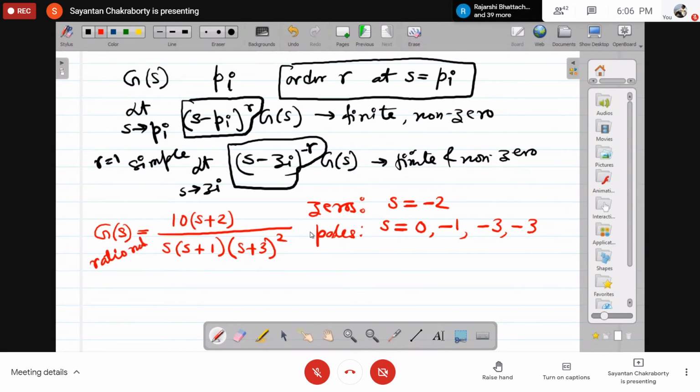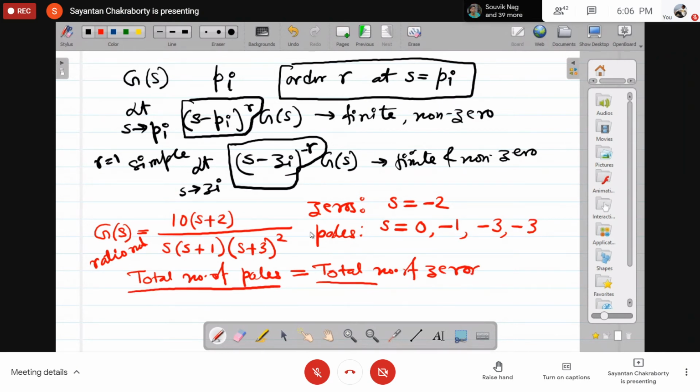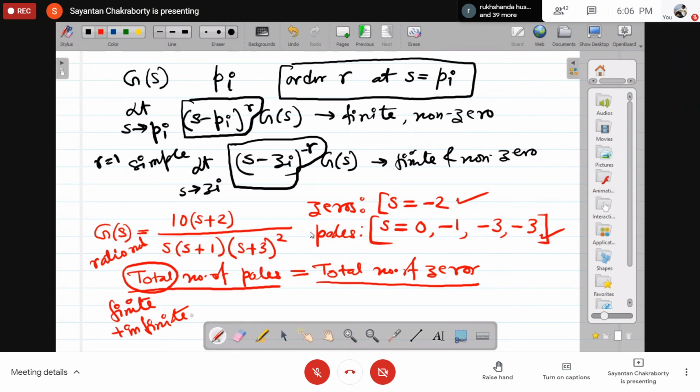But the concept is that G(s) is nothing but a rational function of s, which is expressed as a ratio of two polynomials, namely the zero polynomial and the pole polynomial. Therefore, the total number of poles should be equal to the total number of zeros. Now, this may look a bit confusing because clearly you can see there is only 1 zero and 3 poles. Whenever we talk about total number, this includes finite poles and zeros plus infinite poles and zeros. That is, these are all finite poles and zeros. And there will be poles and zeros at infinity, depending upon the system.